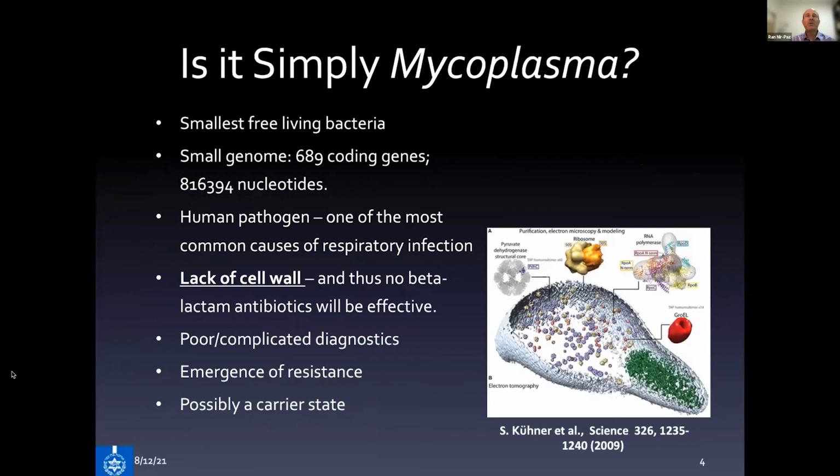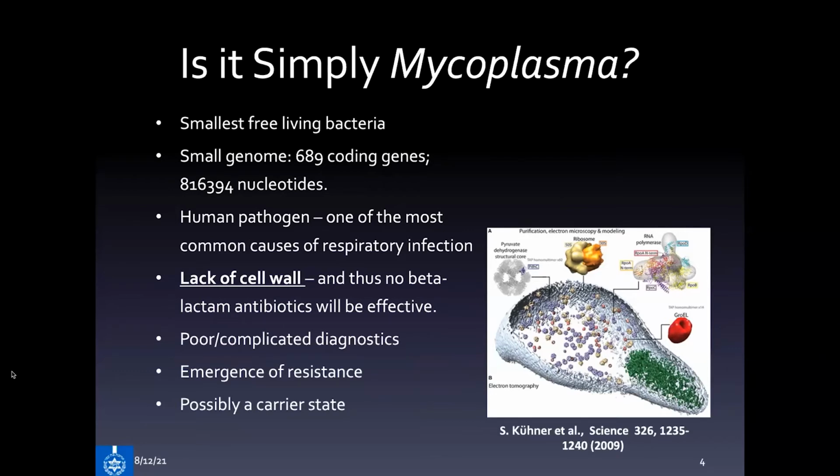So Mycoplasma pneumoniae, why is it an important pathogen? Because it's one of the smallest free-living bacteria that also cause disease. The genome size is extremely small, around 800 kilonucleotides with around 700 coding genes. And humans are the sole host for this pathogen. The other important feature of this pathogen is that it doesn't have a cell wall, and thus no beta-lactam antibiotics will be effective against it.